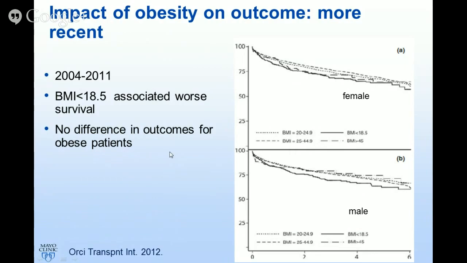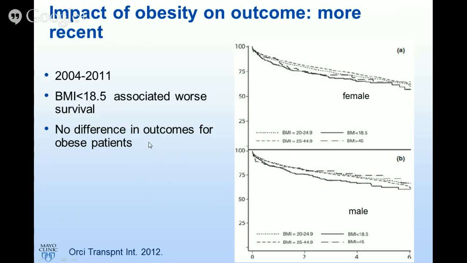So the more recent studies correcting for those various factors and looking just at a more recent cohort demonstrated still that those really undernourished or malnourished people are still doing worse, but the other patients, regardless of their weight, are able to be successfully transplanted.